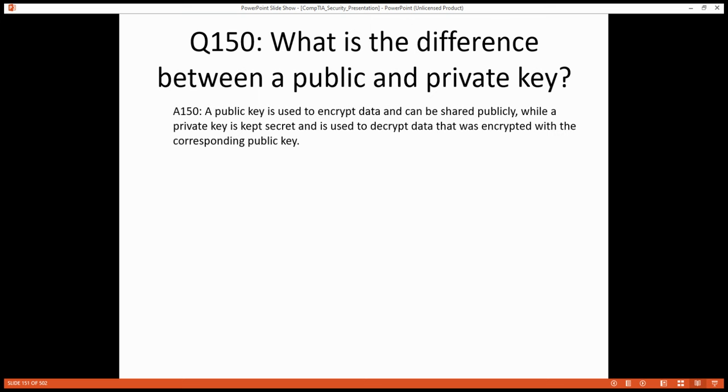Q150. What is the difference between a public and private key? A150. A public key is used to encrypt data and can be shared publicly, while a private key is kept secret and is used to decrypt data that was encrypted with the corresponding public key.